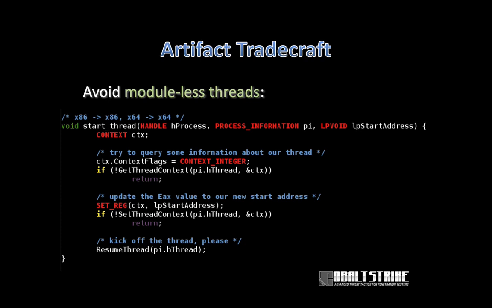Similar story when doing process injection. One way to avoid modulus threads when doing process injection is to create a thread that is suspended and has a desirable start address and get its context, update that context to have it call your desired start address of your payload next, and set that thread to this new context, and then resume it. And when you do that, the thread will have the desired start address, but will call your payload instead.